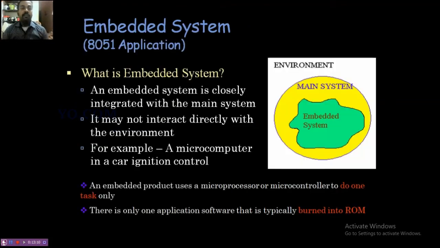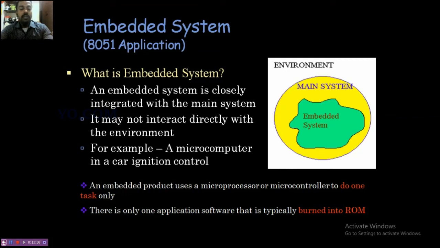Okay, right. Then what is an embedded system? Embedded means inbuilt. So the embedded system is closely integrated with the main system, so it may not interact directly with the environment. For example, a microcomputer in car ignition control. Embedded system is mainly for some particular operation or single operation.